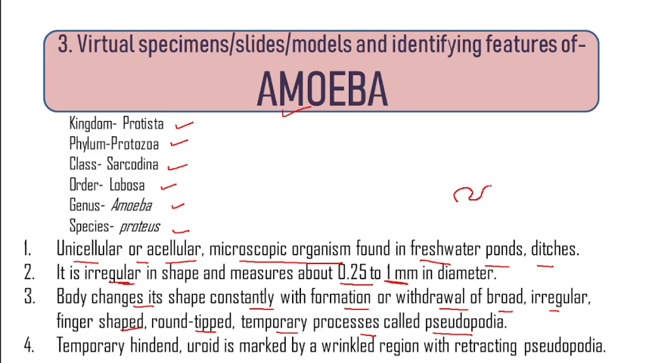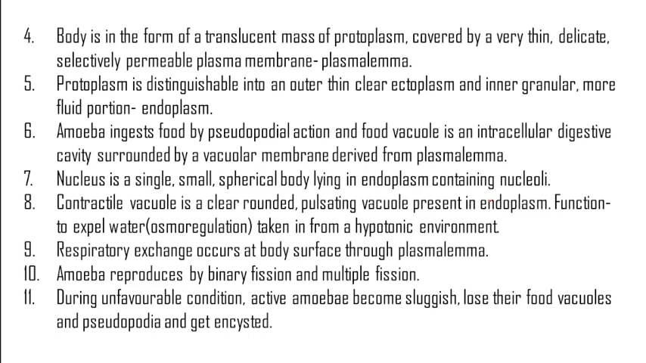The irregular finger-shaped structures are called pseudopodia. Temporary hind end, uroid, is marked by a wrinkled region with retracting pseudopodia. The hind end is referred to as uroid. Body is in the form of a translucent mass of protoplasm covered by a very thin, delicate, selectively permeable plasma membrane, plasmalemma. The membrane that binds and confines the amoeba all around is called the plasmalemma.